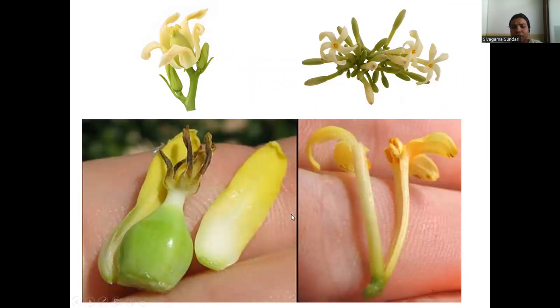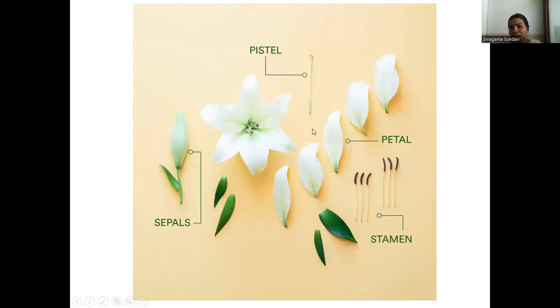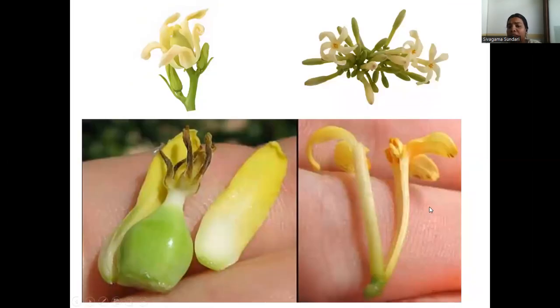So as I told you, if in the same flower you get both female and male sex organs, that flower is called a complete and perfect flower. In the case of papaya, it is different. This is the male flower and this is the female flower. They are on different trees.